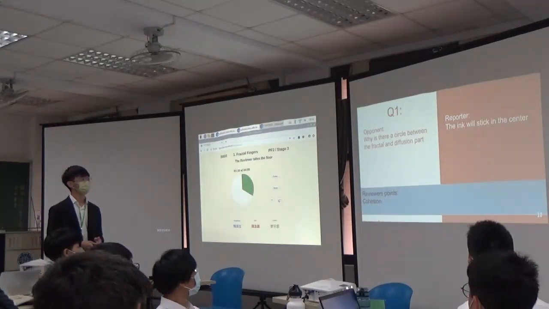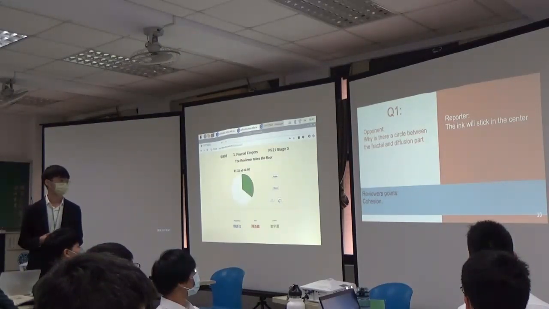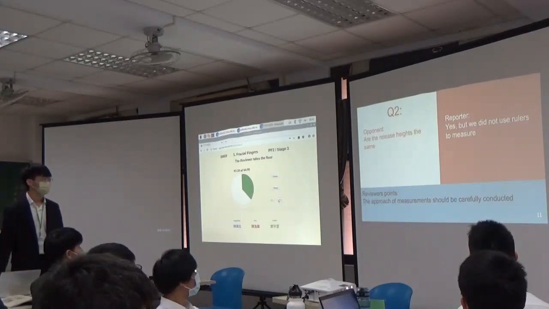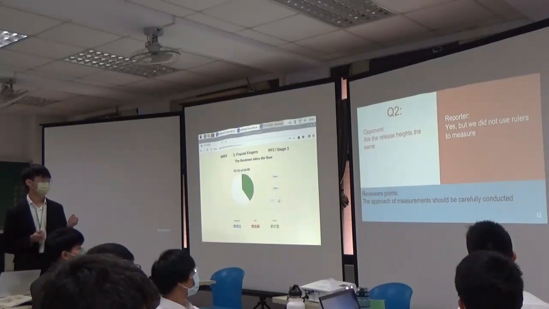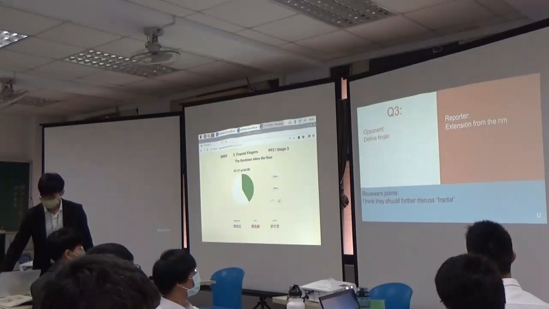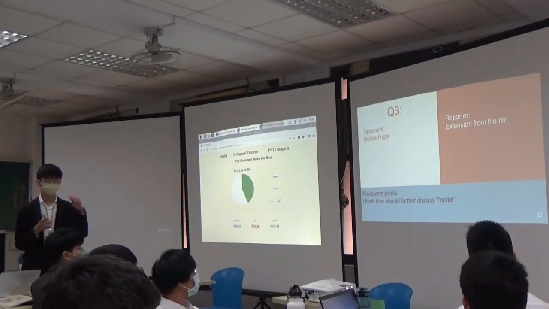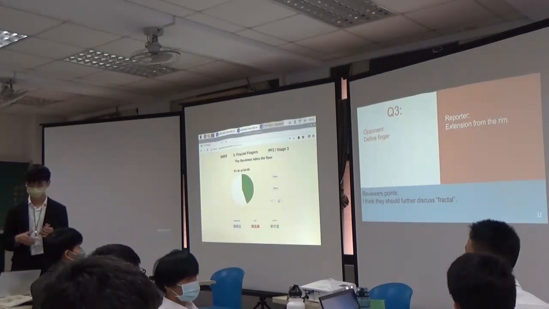Here is my review of the discussion. First, they discussed why there is a circle between the fractal and diffusion part. The reporter said that the ink was thick in the center, which I think is because of the surface tension, which caused the cohesion. The second question is whether the releasing heights are the same. The reporter said yes, but they didn't use rulers to measure, and I think the approach of measurement should be carefully conducted. The third question is how to define fingers. The reporter said it's the extension from the ring, which I think they should discuss further in terms of fractal, since the problem is called fractal fingers.